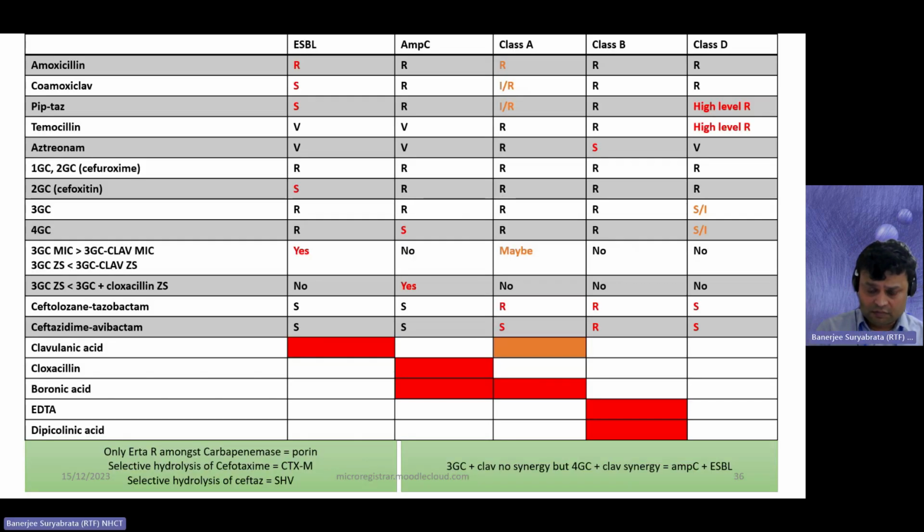Few more bits of information that might help. If you find only ertapenem resistance among all carbapenems, so say ertapenem MIC is higher than meropenem, or ertapenem is resistant and meropenem is sensitive, you might think about porin loss as a potential mechanism. Selective hydrolysis of cefotaxime: so cefotaxime resistant but ceftazidime sensitive and it is an ESBL, then you should think about CTX-M type of ESBL. If you find selective hydrolysis of ceftazidime, you may think about SHV type. It's not always true, but at least it will help to some extent. The other one I have already explained when you find MC and ESBL together.